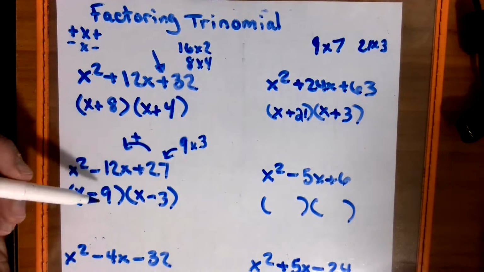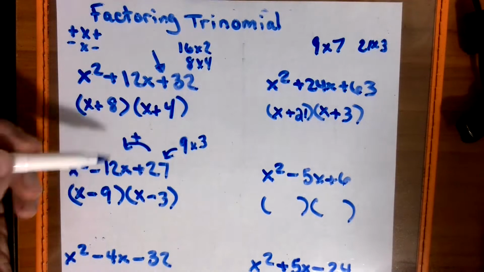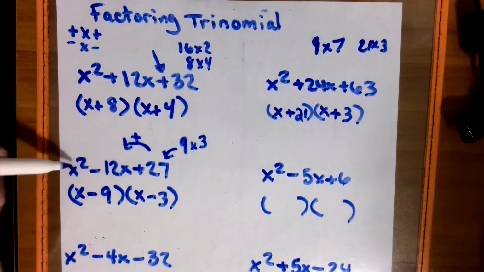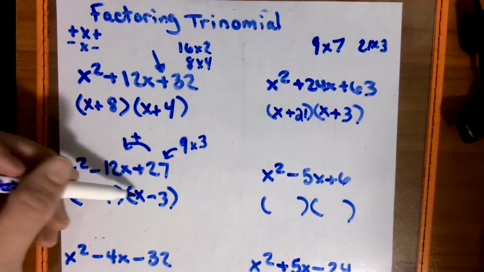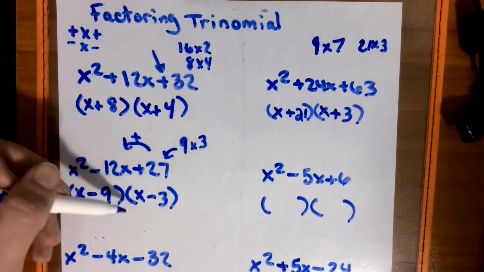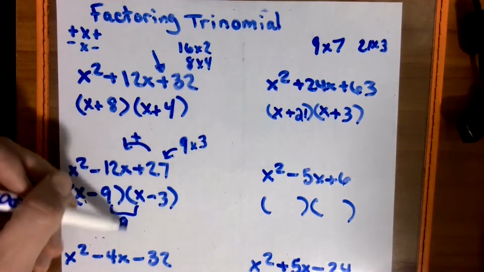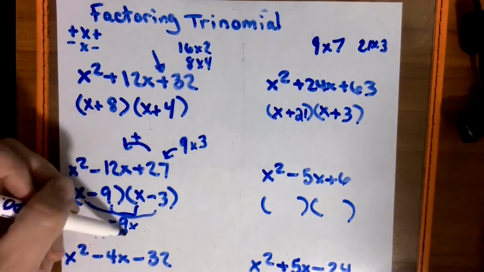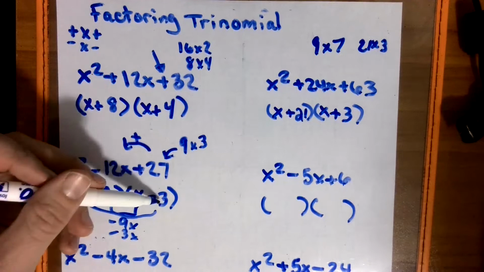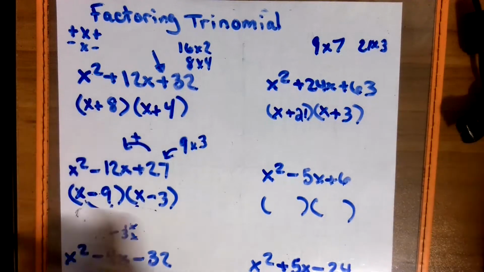Now, some of you are looking at this going, I don't know why we're doing this. Well, if I were to FOIL this, there's my x squared, there's my negative 9x, there's my negative 3x, and a negative 9x. I'll just put it right here, negative 9x, and the negative 3x makes that negative 12x, and negative 9 times negative 3 makes that positive 27.